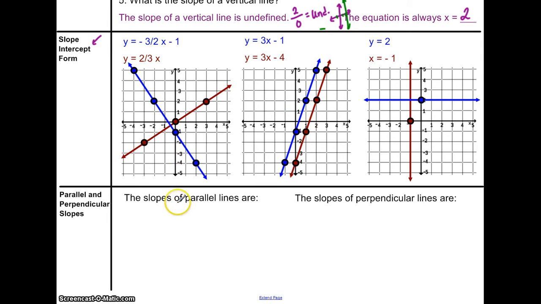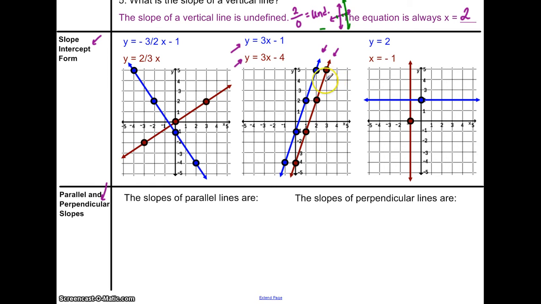So let's start talking about our main event here, the parallel and perpendicular slopes. The interesting thing about the 3 graphs we just created were that every pair of lines was either parallel or perpendicular to each other. Let's start by looking at the second graph right here, where we have the line y equals 3x minus 1 and the line y equals 3x minus 4. They appear to be parallel.